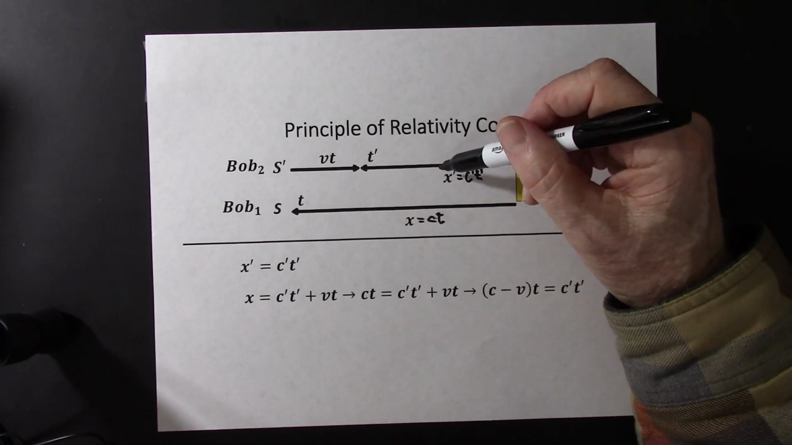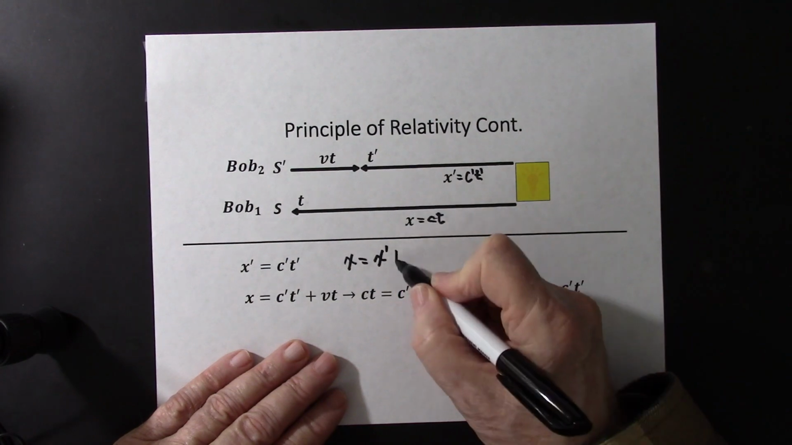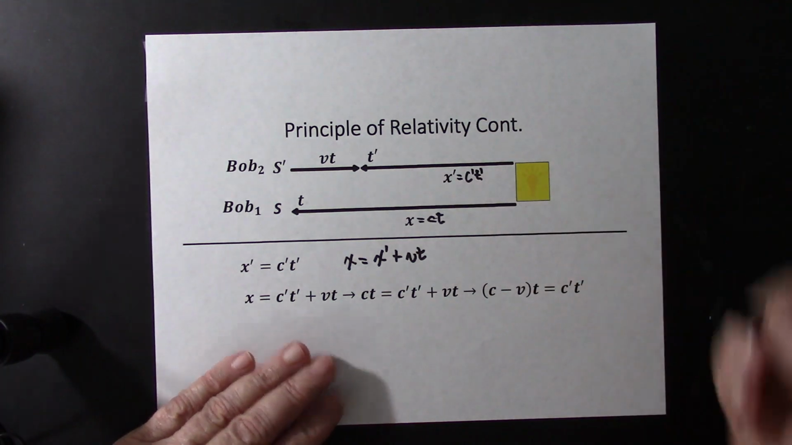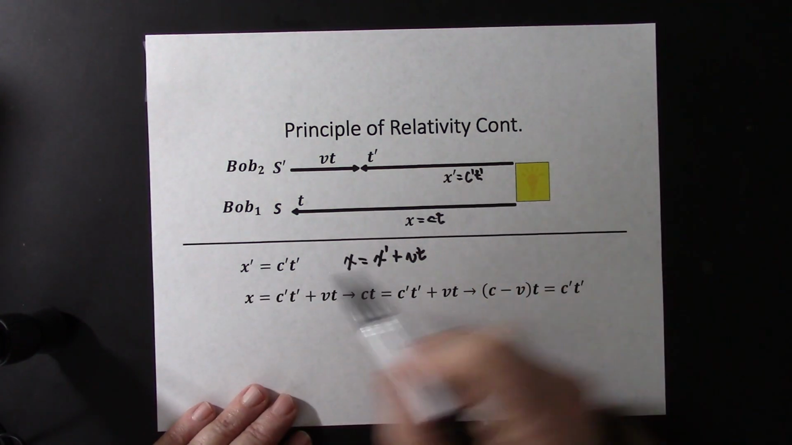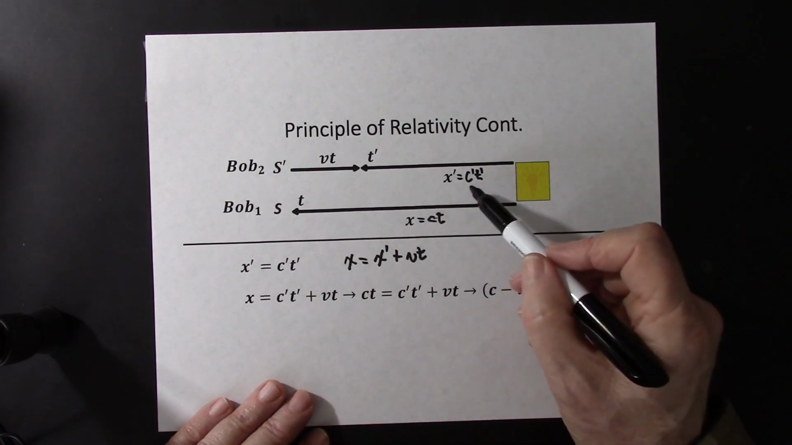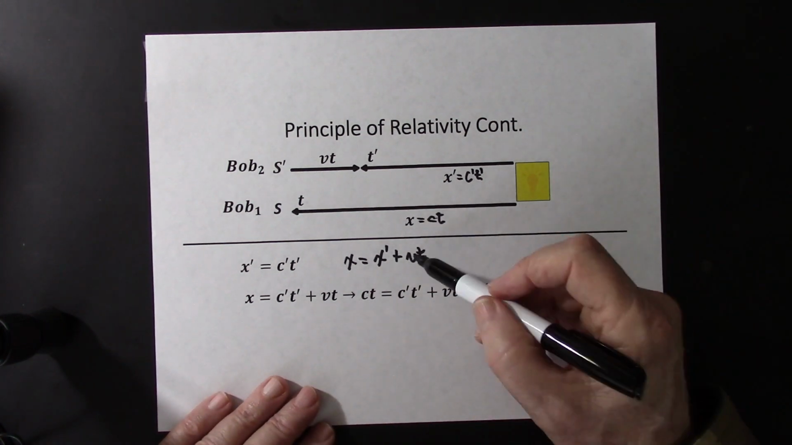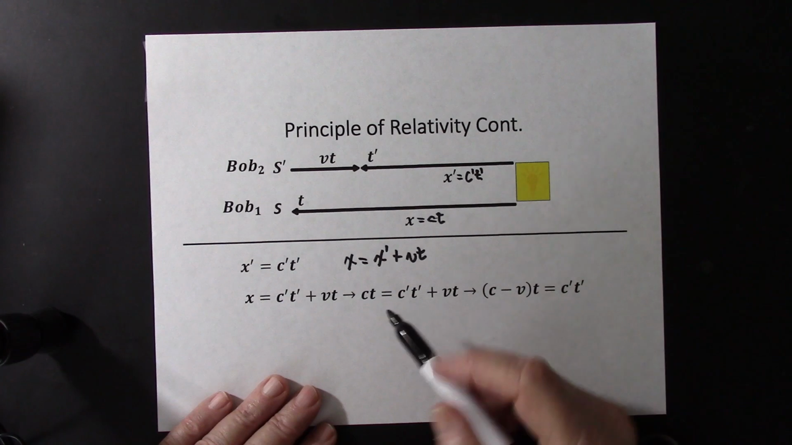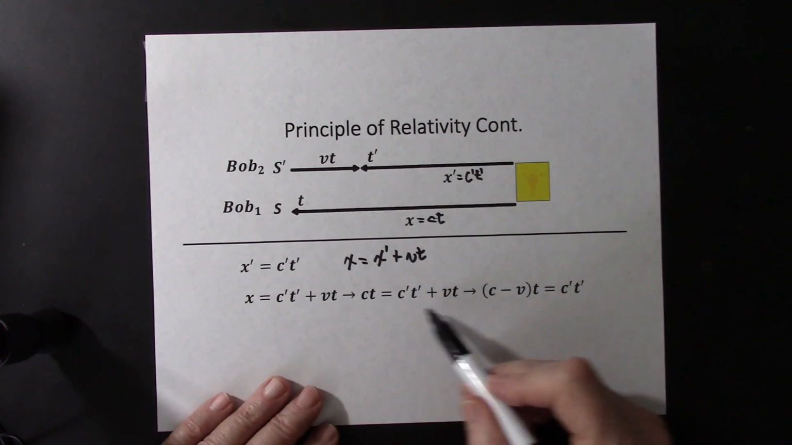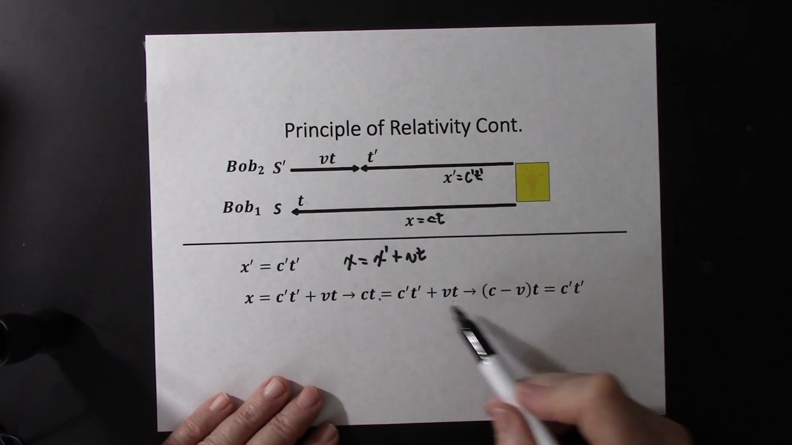So if you'll notice something, we can say that x is equal to x prime plus vt. This plus that, that's equal to that. But then we know that x prime is equal to ct prime. You can write that x is equal to ct prime, substituting ct prime in for x prime, sorry, c prime t prime. And then we add to that vt. But then x is equal to ct, so for x we can substitute in c times t, and the other side of the equation just stays the same. If we move this over to the other side of the equation, we get this, and that's equal to that.